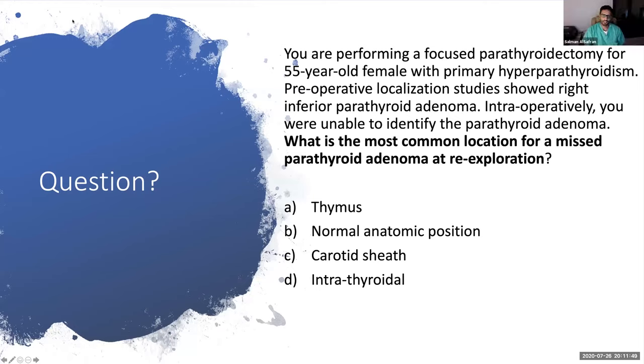Okay, so just to go through the question very quickly: you are performing a focused parathyroidectomy for a 55 years old female with primary hyperparathyroidism. The preoperative localization showed a right inferior parathyroid adenoma. Intraoperatively, you were, however, unable to identify the adenoma. What is the most common location for a missed parathyroid adenoma at re-exploration?